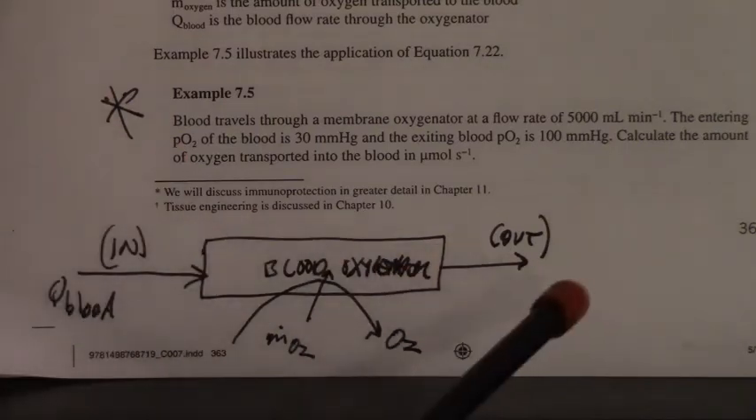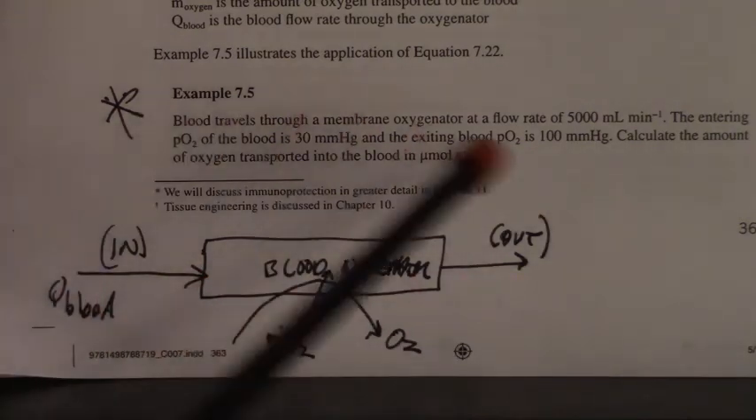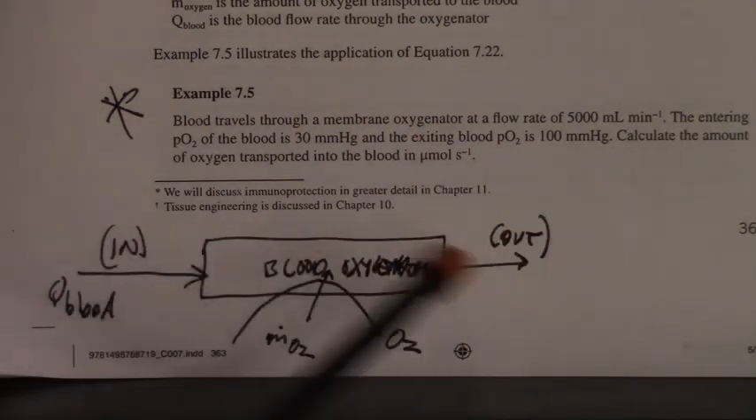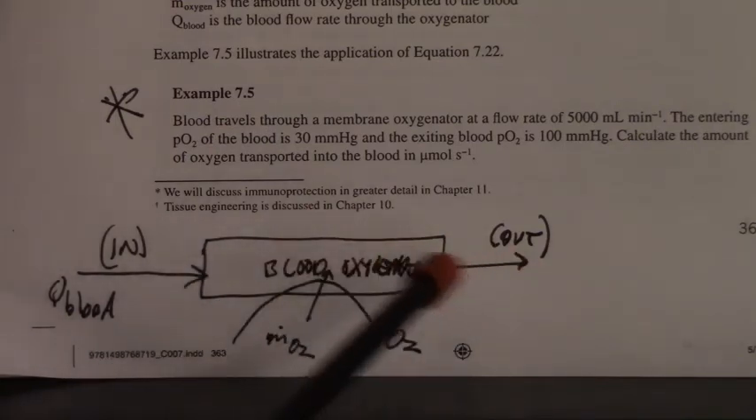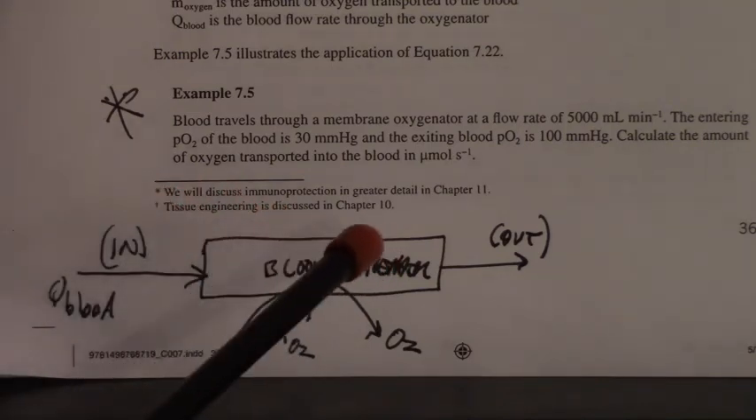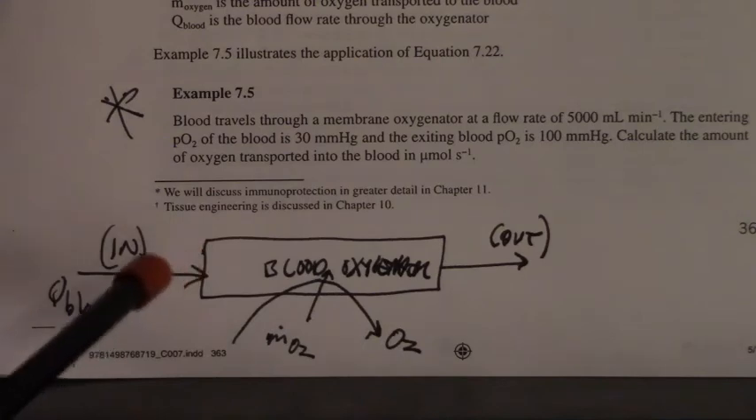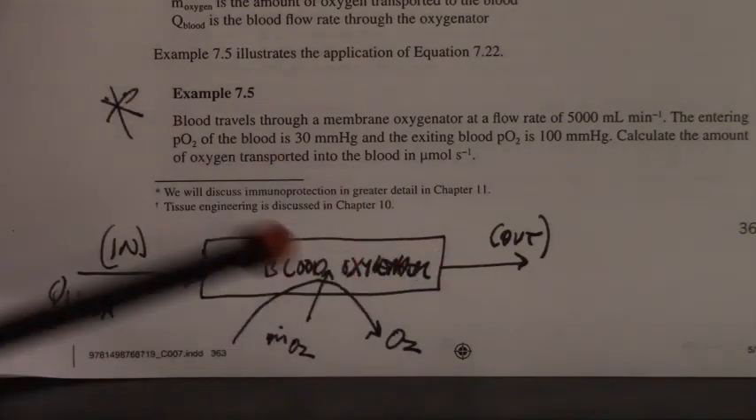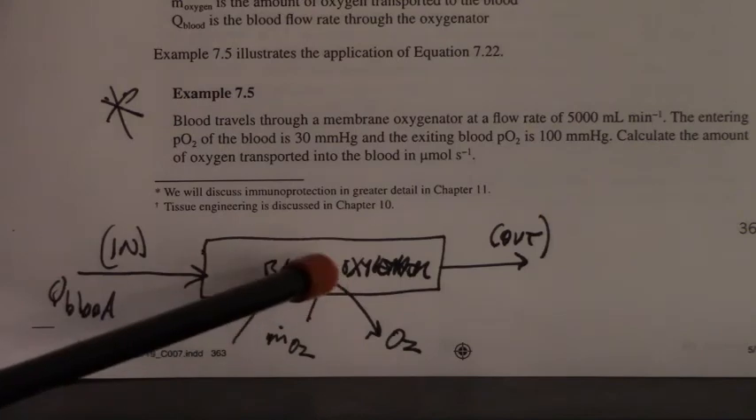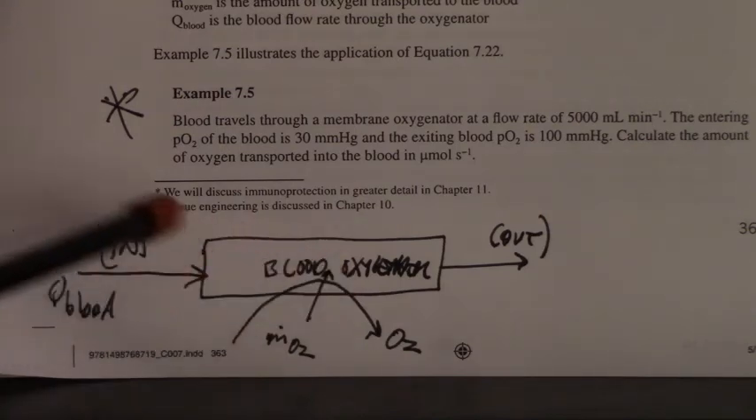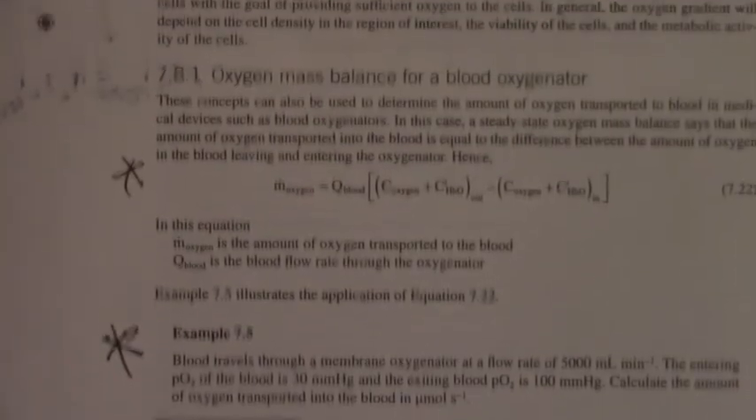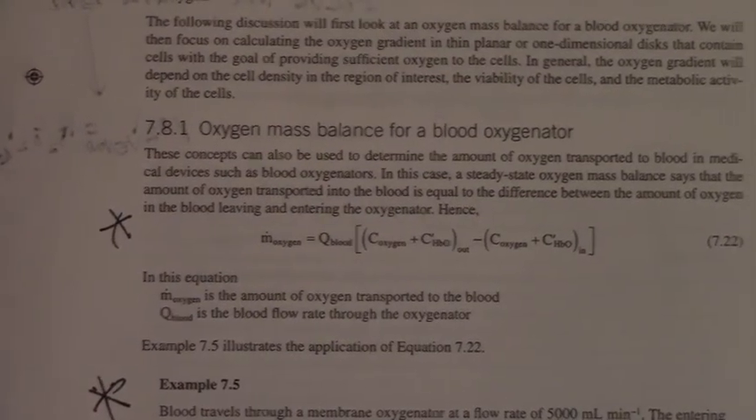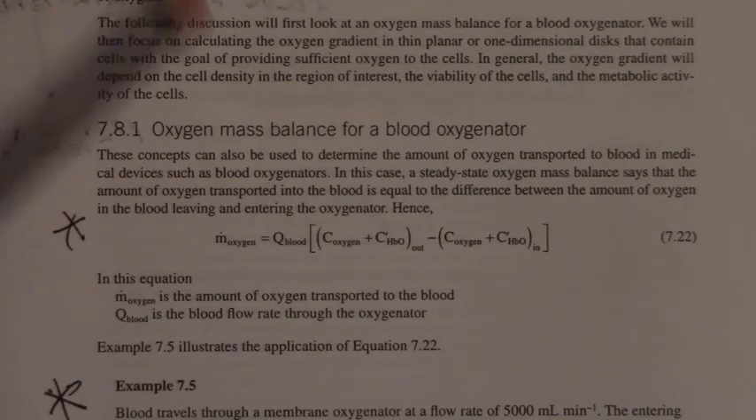The actual mass transfer design of this is described in later chapters of my book, where I talk about artificial organs like blood oxygenators. What we want to do here is just do a basic material balance, for example, to calculate what the mass transfer rate of oxygen would have to be in order to raise the oxygen from some incoming level to some outgoing level. So our basic oxygen mass balance for that oxygenator could be written as shown here by equation 7.22.